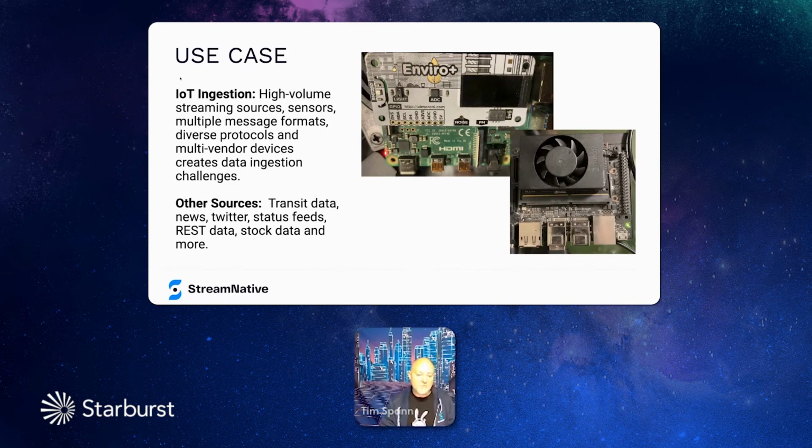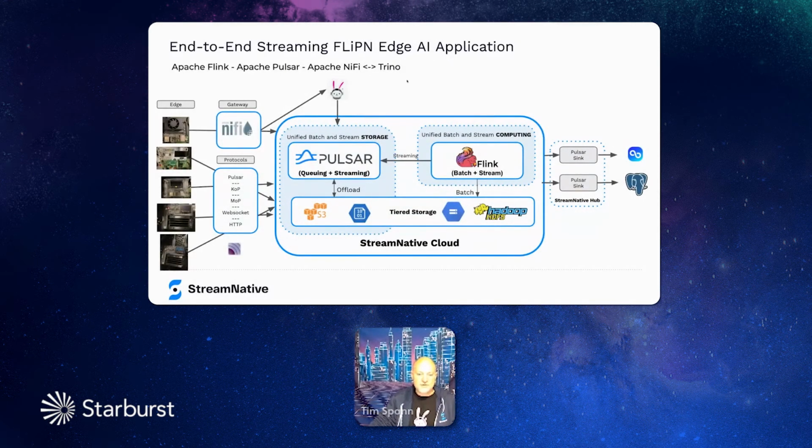Some other common ones that I've done here that really marry well with this architecture are things like live transit data, live news feeds, things like Twitter, social media, where you have a ton of data, semi-structured, structured. It may change, it may be sparse. These things all fit in nicely with this kind of infrastructure.